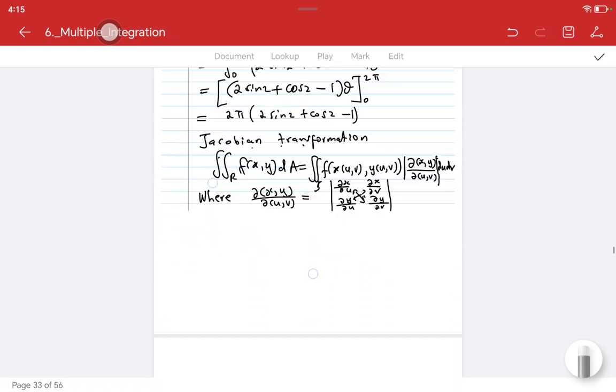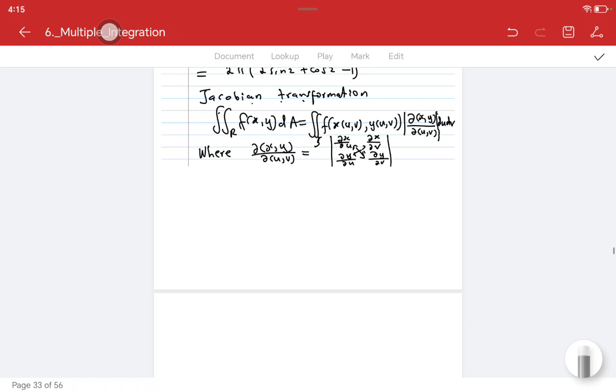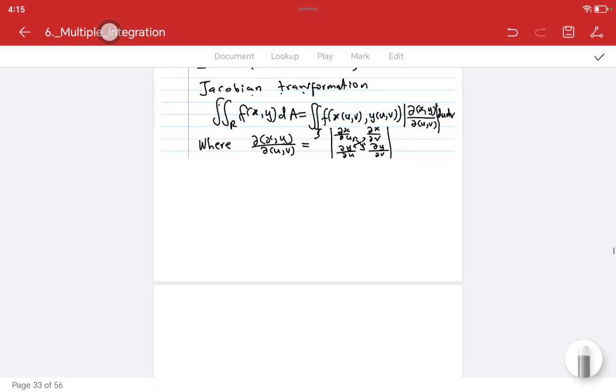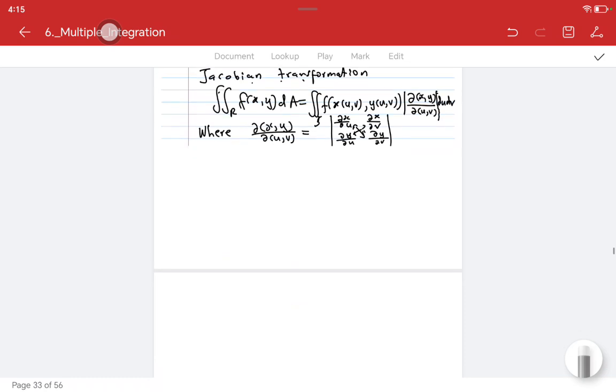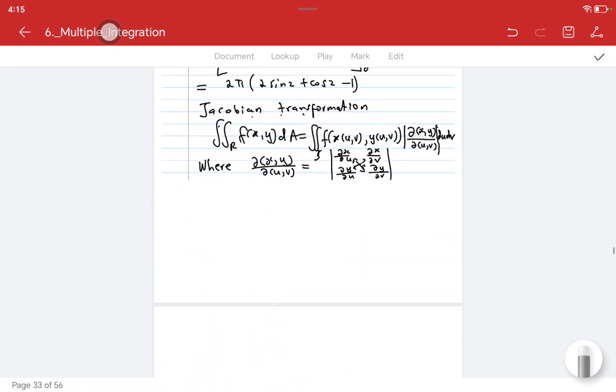So let's see if we have another example. Then we have a Jacobian transformation. Did you guys do the Jacobian transformation in class? Usually with us, we didn't do it, right? I don't know if you guys covered it. Did you guys do the Jacobian?